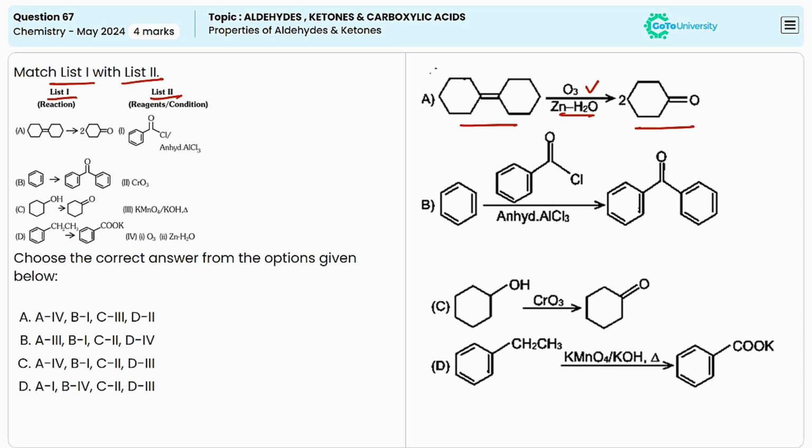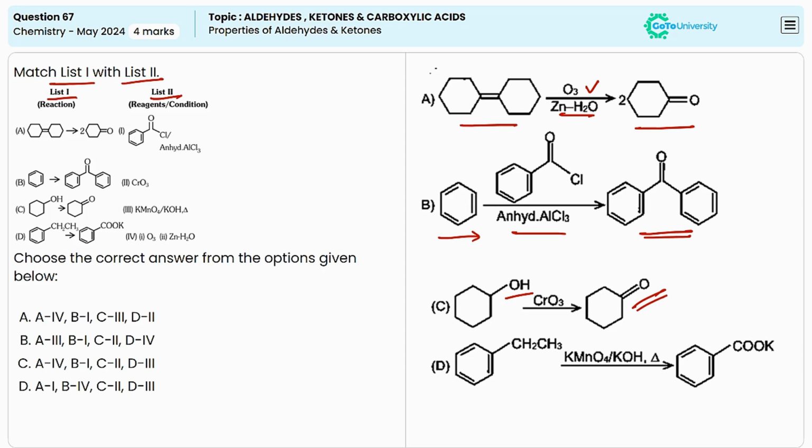And the second reaction is a Friedel-Crafts alkylation reaction. Here, the benzene molecule reacts with some acyl chloride in the presence of anhydrous aluminum chloride to produce the alkylated product. And in the third reaction, reduction is taking place. That is, the hydroxyl group is converting into the keto group.